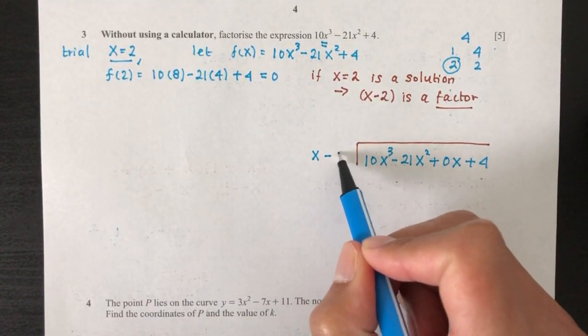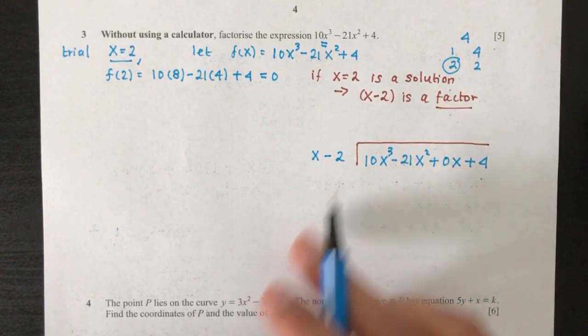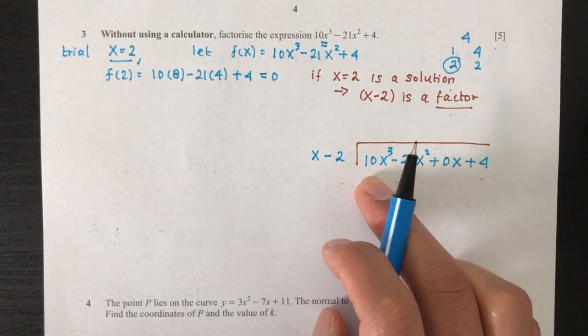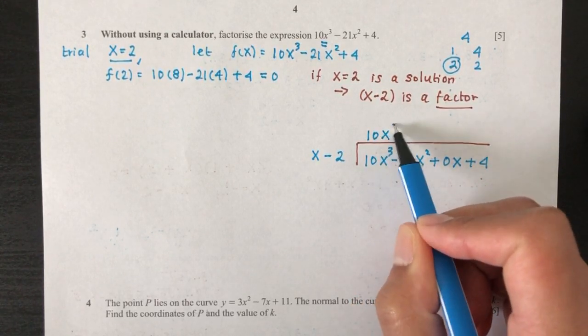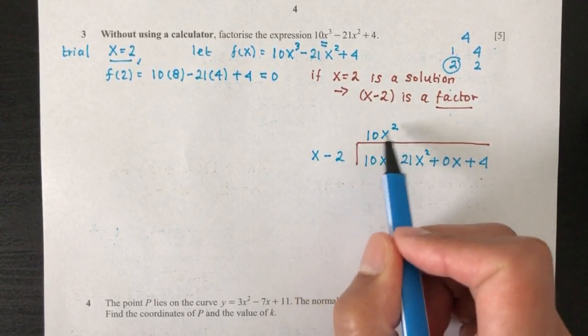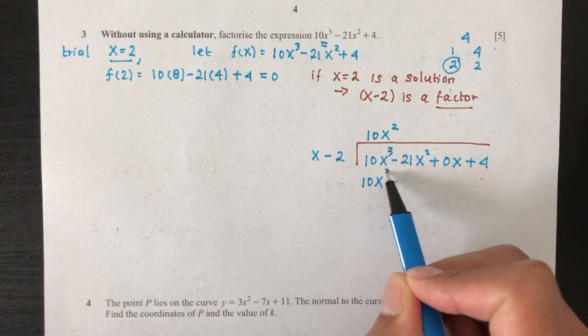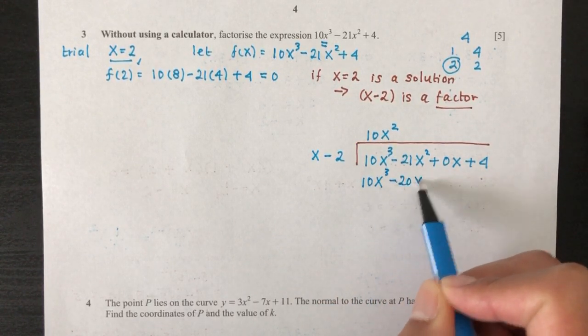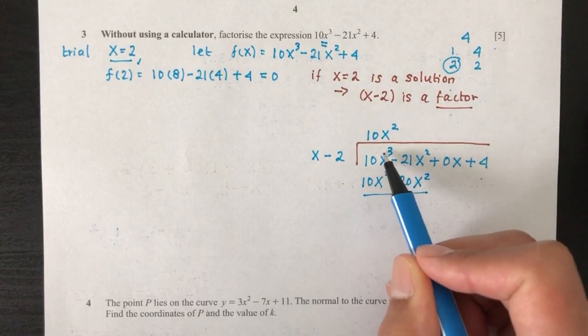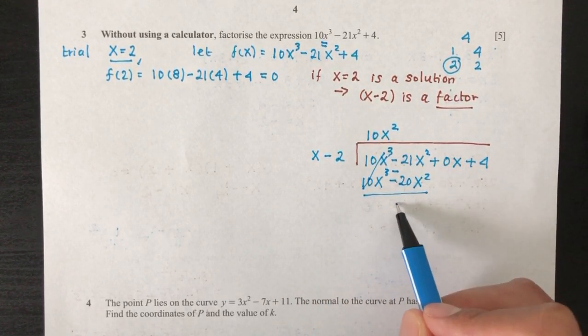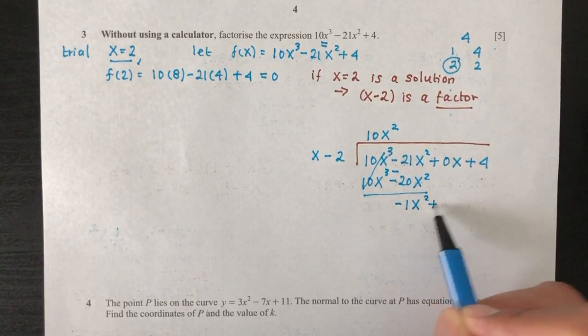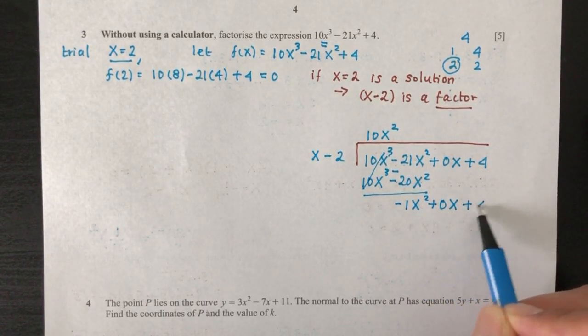So x minus 2. Now first question is, how can I make x become 10x cubed? You have to multiply by 10x squared. So this multiplied by this, you will have 10x cubed minus 20x squared. So these two cancel out. Minus 21 plus 20, that will be minus 1x squared plus 0x plus 4.